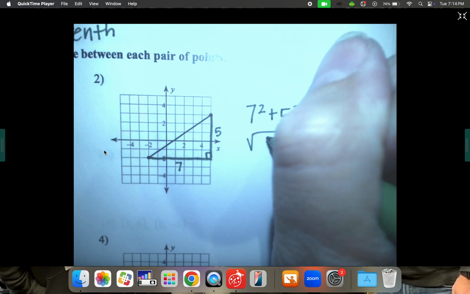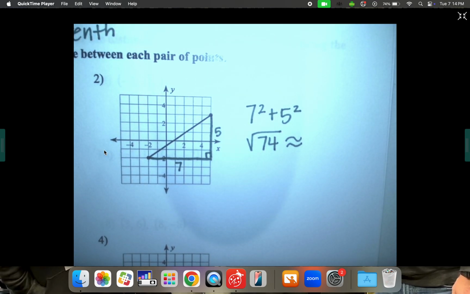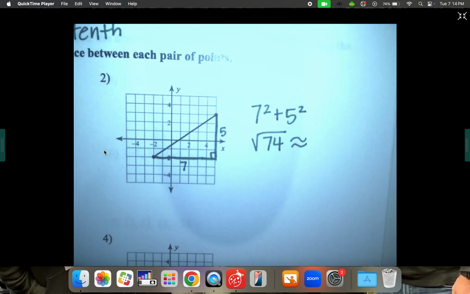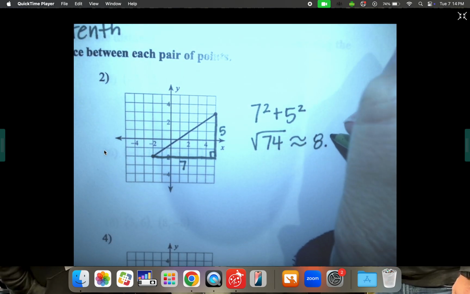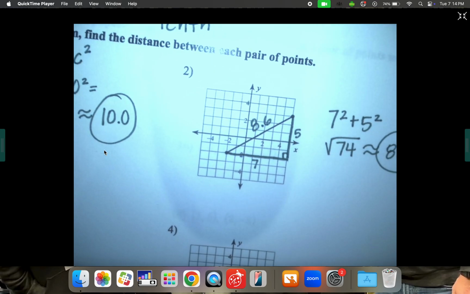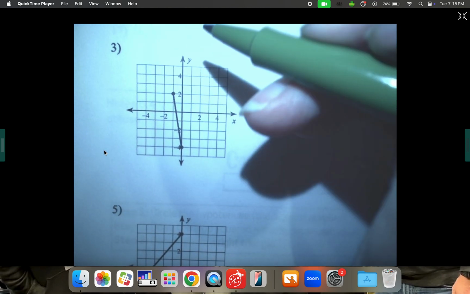And we're going to take the square root of 74, and it's going to be rounded to the nearest tenths place. So the square root of 74 is about 8.6. So this diagonal distance would be about 8.6. Okay, let's do a few more, and then I think you guys probably get it.